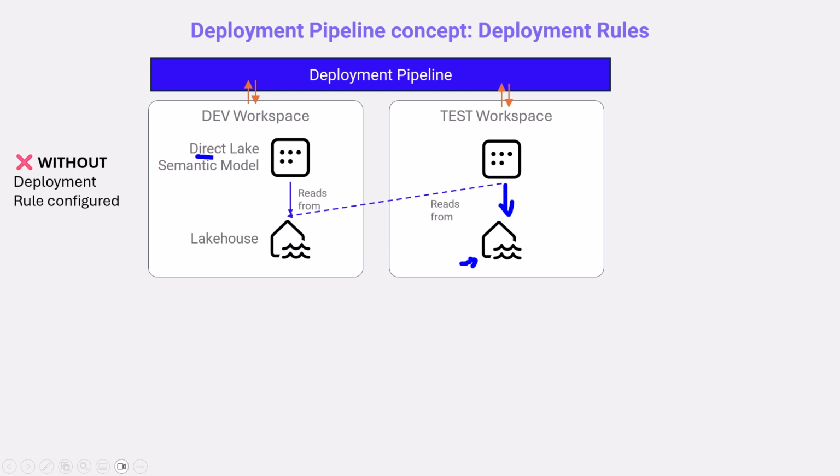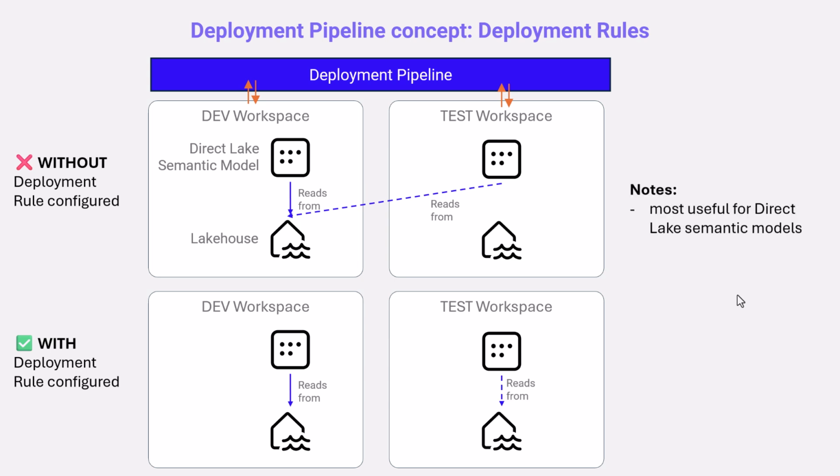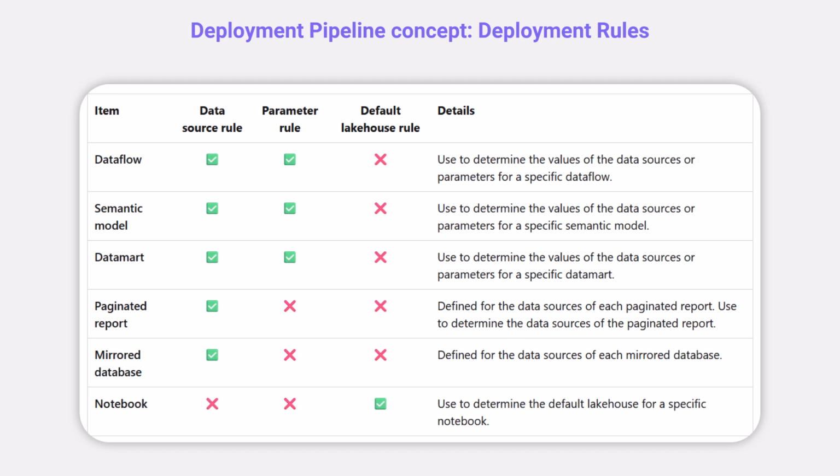Now, I do make it clear that this is a direct lake semantic model. With other forms of semantic model, something called auto binding exists, so this isn't really a problem, or you don't need it so much with those items. But to continue this direct lake semantic model example, we can configure a deployment rule so that when we deploy this down here, this time we can say, actually, I don't want you to read from the development workspace, I want you to now read from the test workspace, like so, which is what we want generally. Now, if you have a look at the documentation, this works for a few different item types.